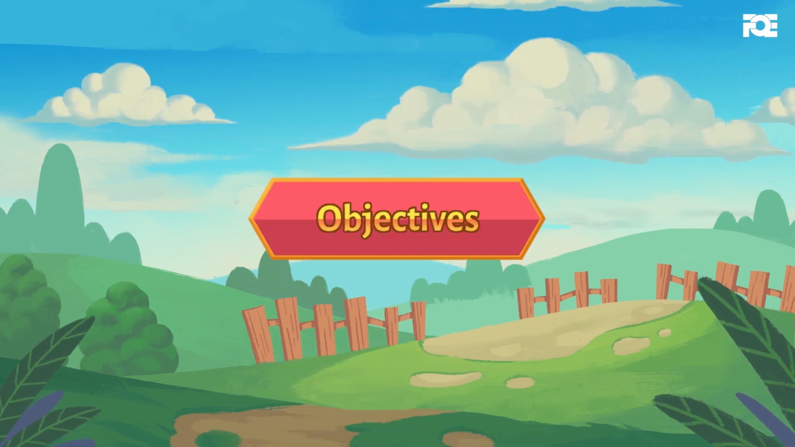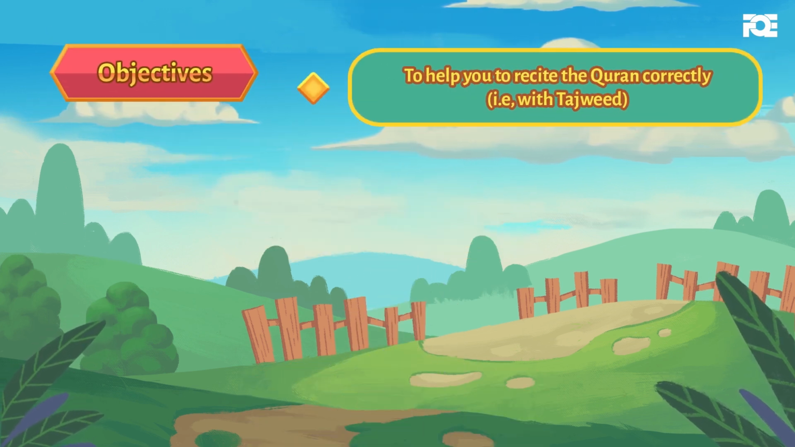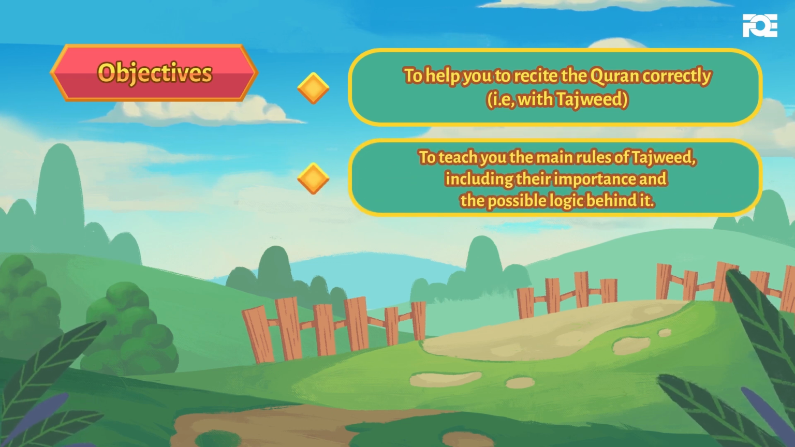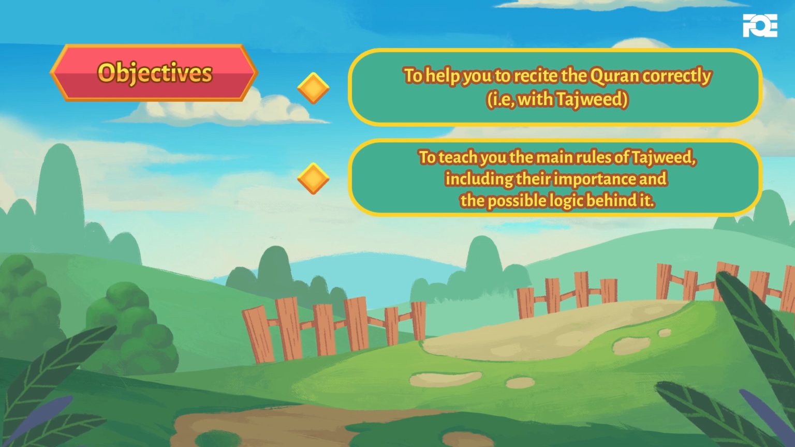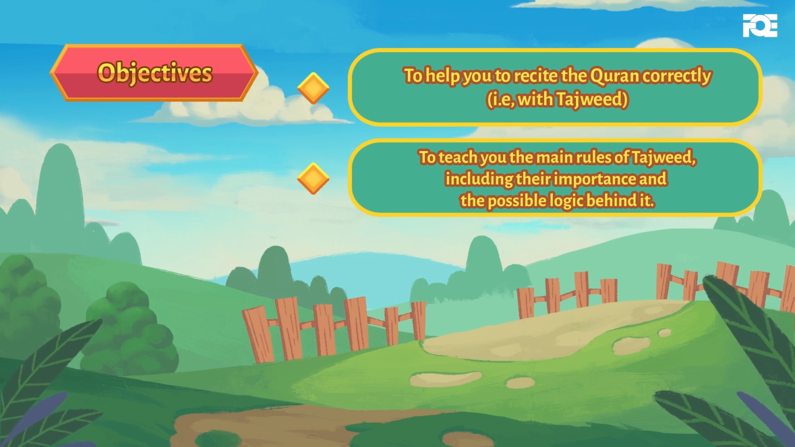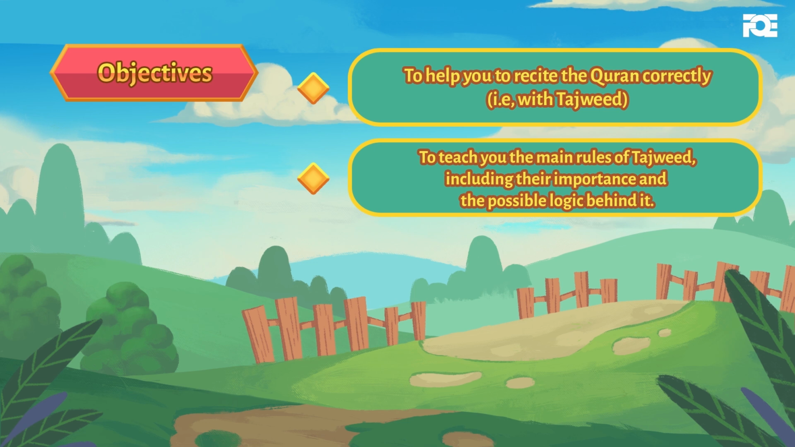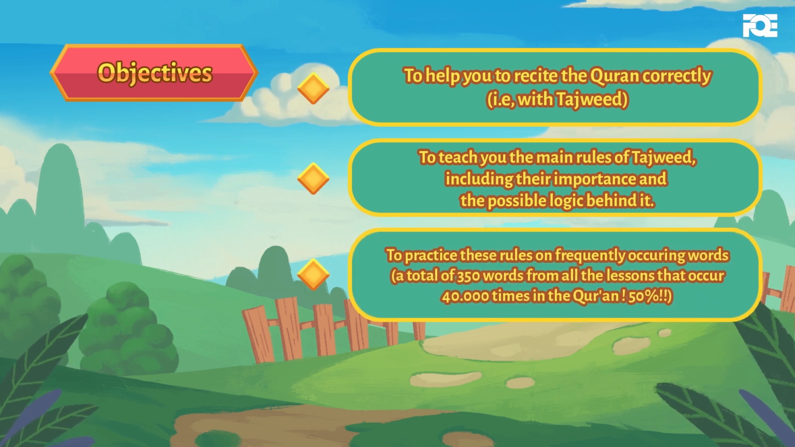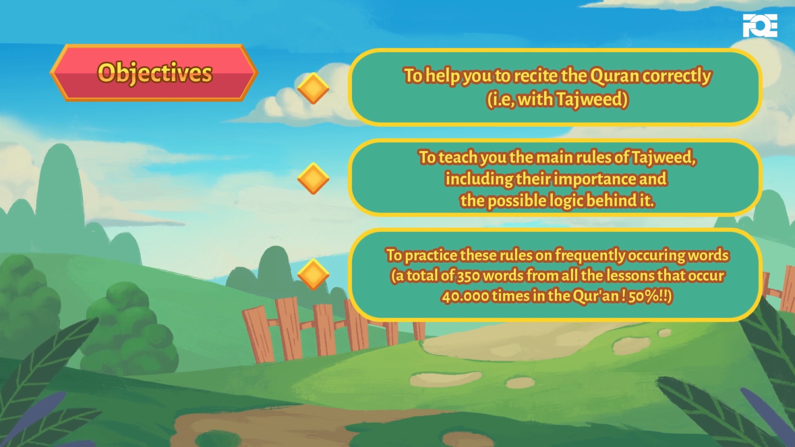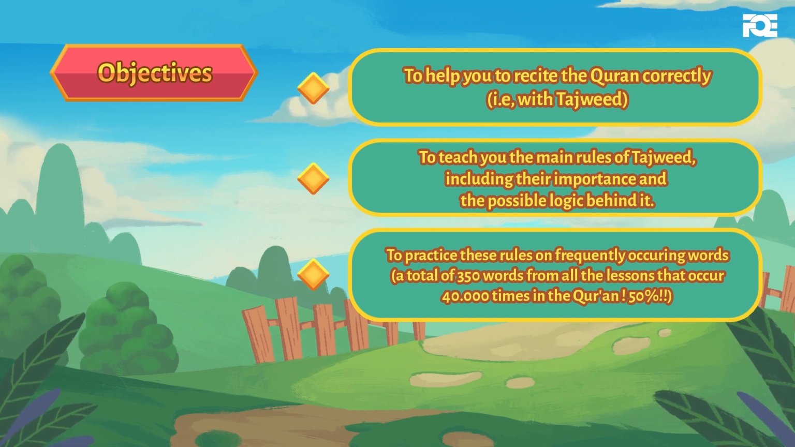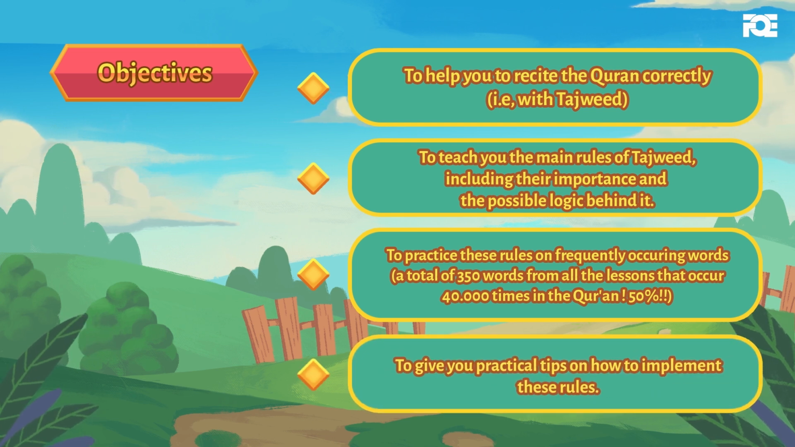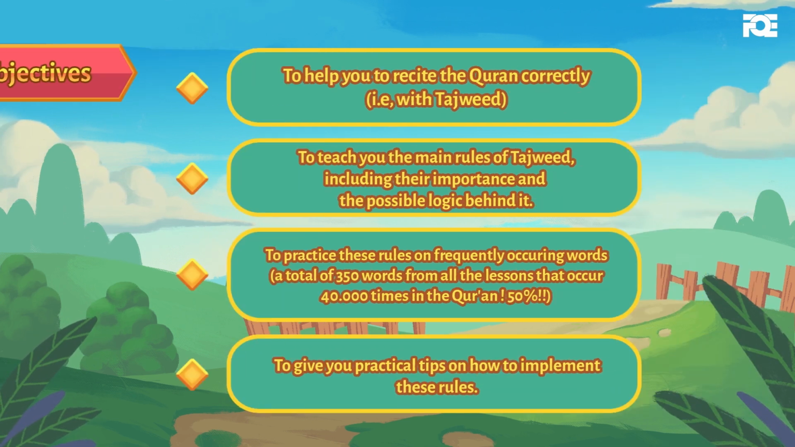The objectives of this course are to help you to recite the Quran correctly, that is with Tajweed, to teach you the main rules of Tajweed, including their importance and the possible logic behind it, and to practice these rules on frequently occurring words, a total of 350 words from all the lessons that occur 40,000 times in the Quran, MashaAllah, and to give you practical tips on how to implement these rules.